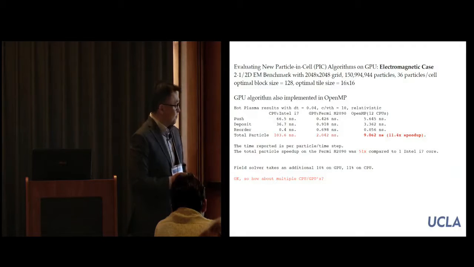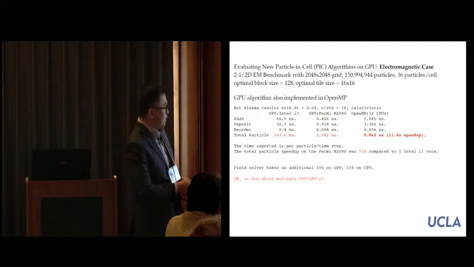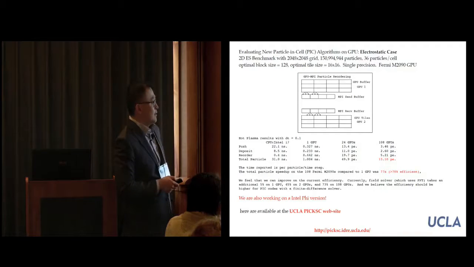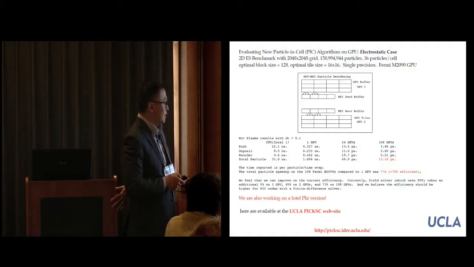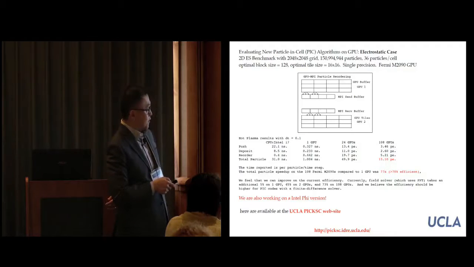So we think that there's a lot of potential in this method. And so what about multiple GPUs? We have also done that. We have also implemented the GPU code on a cluster of GPUs. And on our local cluster with about 110 GPUs, we get a speed up of 77 times, or roughly 70% efficiency.